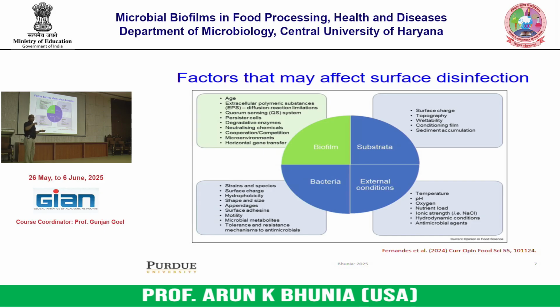Everybody following me? So these are 4 factors. Within the factors, you can see, read it carefully, how much EPS is produced, and whether quorum sensing is active. Persister cells: if you have persister cells, they may not take up any of this disinfectant or antimicrobial. I know you cannot read this. Can you read this from the back?